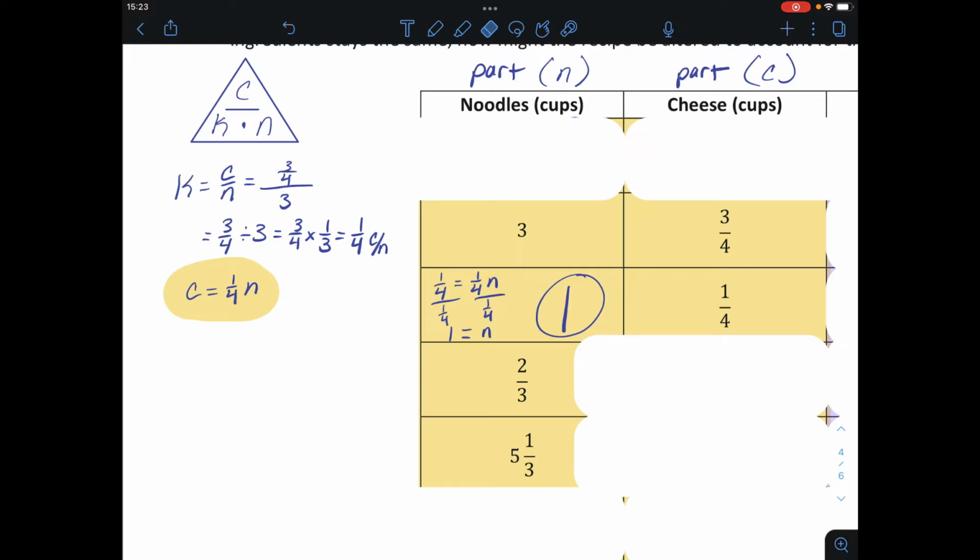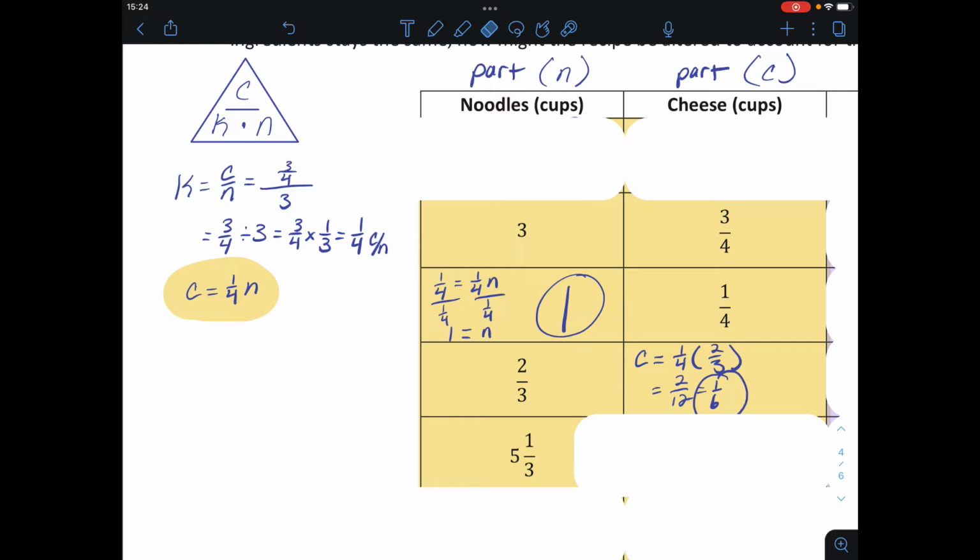I could use this same strategy when I go to find the number of cups of cheese that go with 2/3 cups of noodles. However, this time, since my cheese is what I am looking for, and I have my noodles, I am going to replace N in my equation with the 2/3. So then I would just do 1/4 times my 2/3, which gets me 1/6 cups of cheese when I simplify.